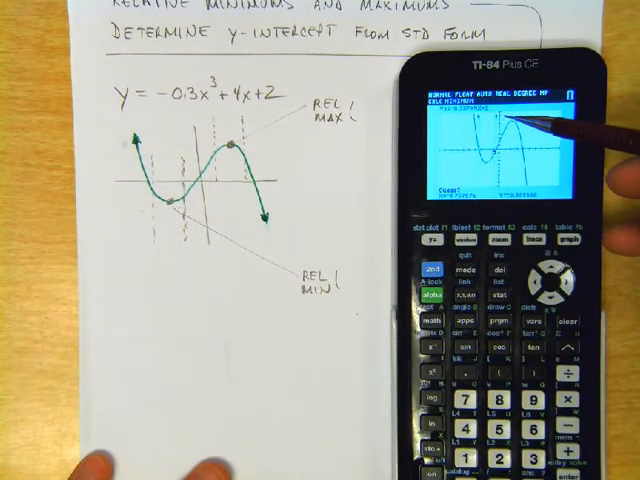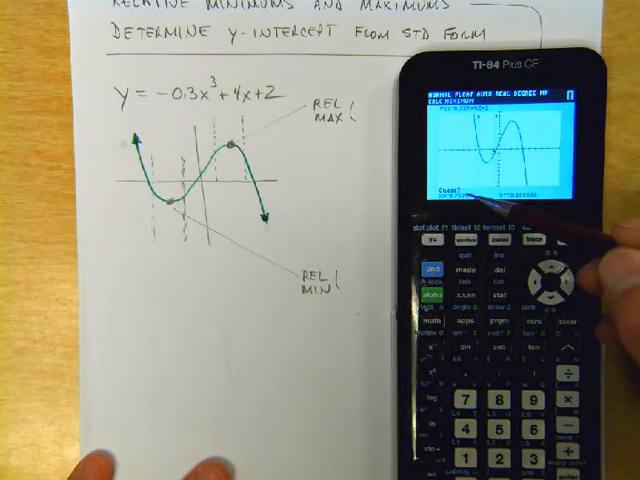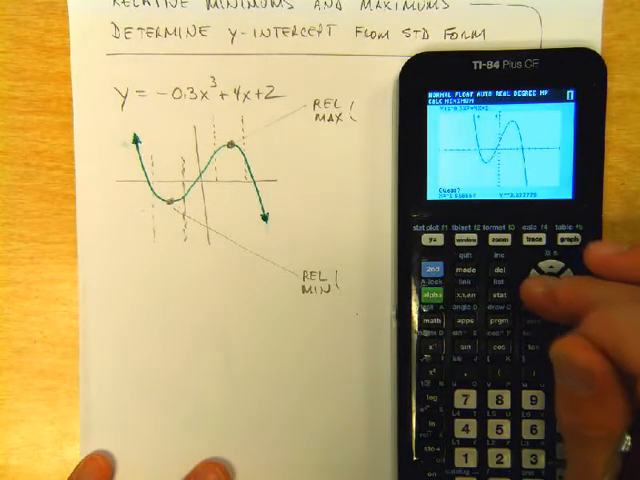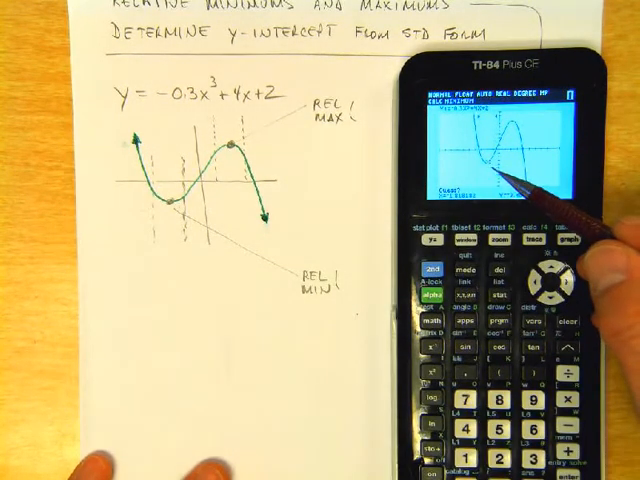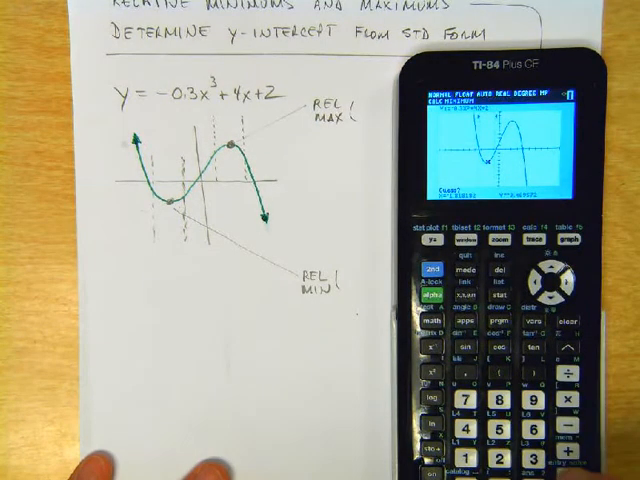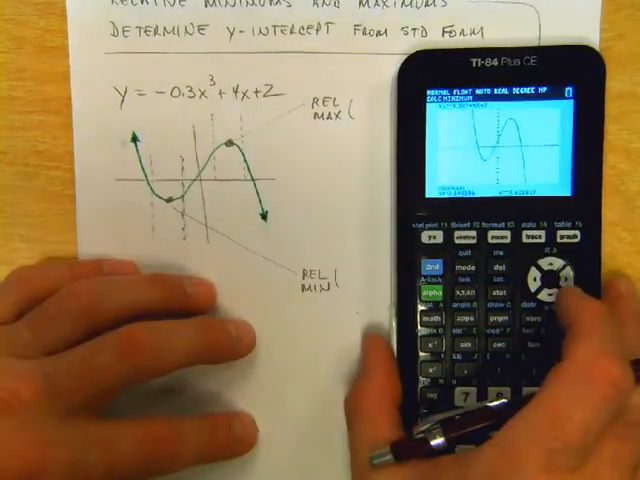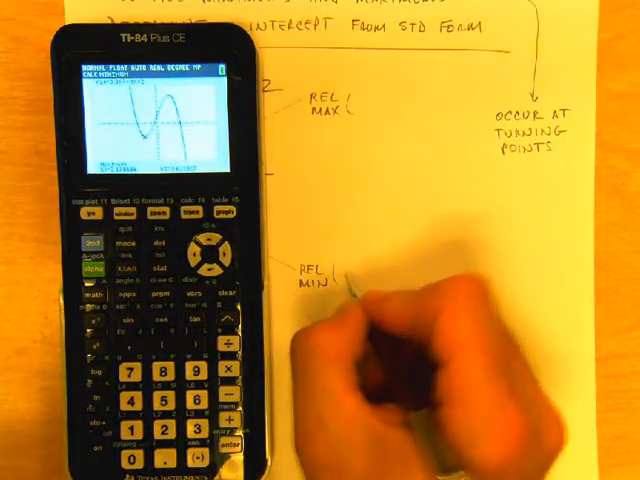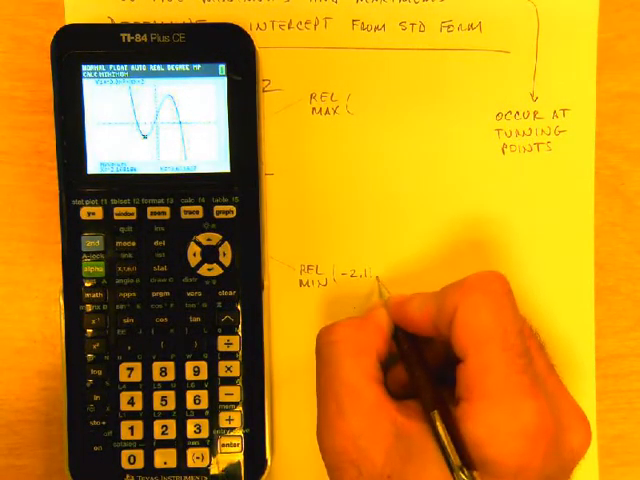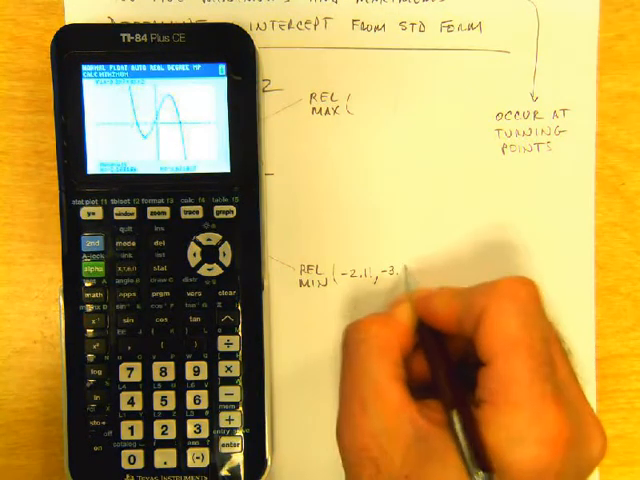The last question your calculator asks is guess. And so what you have to do is you have to move the cursor near the relative min and press enter. And your calculator will find that point, which for us looks like it's approximately negative 2.11, comma, negative 3.62.